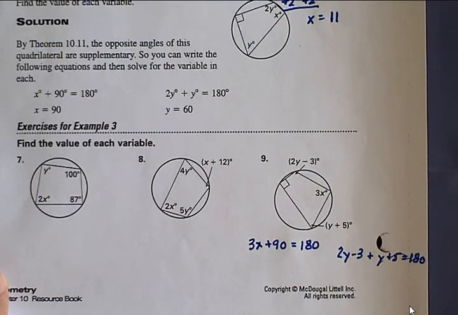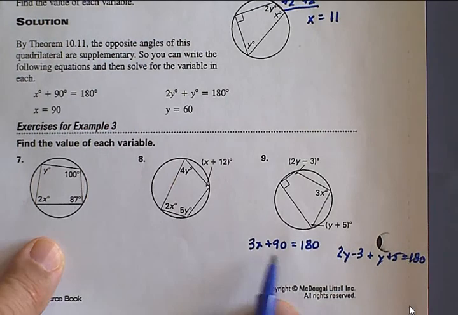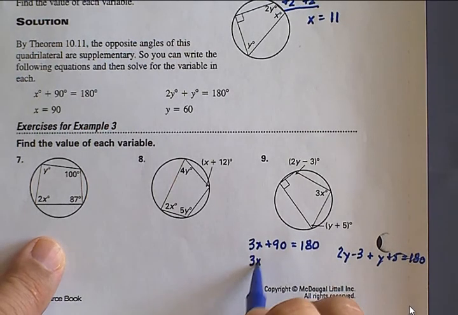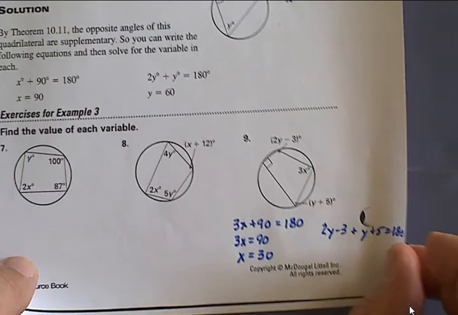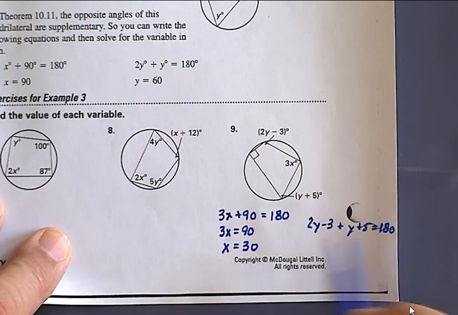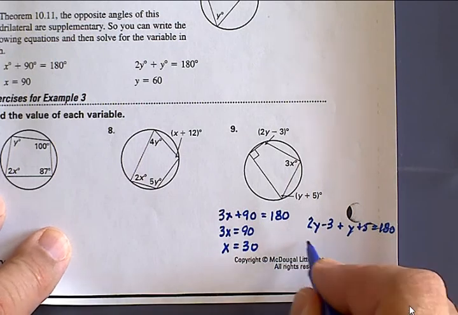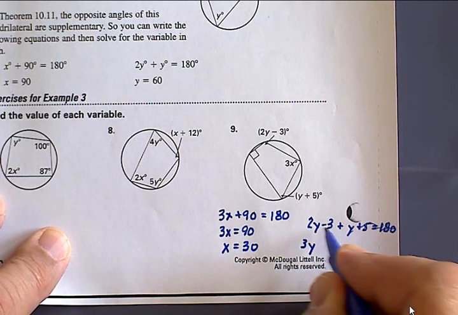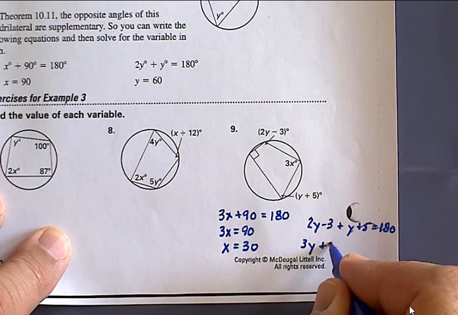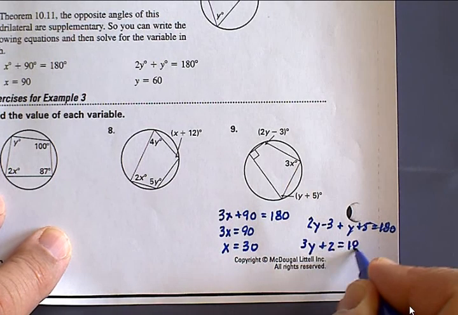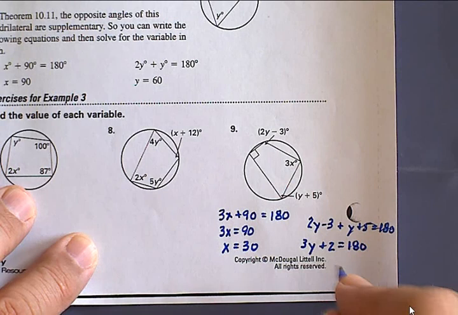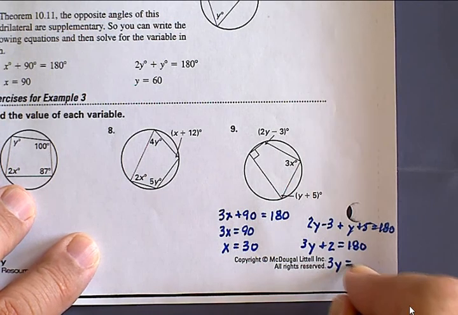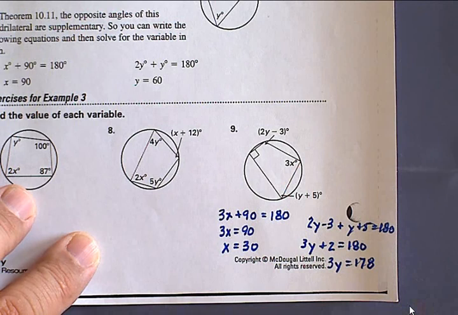Okay, so subtract the 90 over. So I get 3x equals 90. Divide by 3, x is 30. Over here, again, add them up, combine the like terms. A 2y and a y is a 3y. A minus 3 and a plus 5 is a plus 2. I'm going to subtract the 2 over. So I get 178. I'm going to divide by 3.